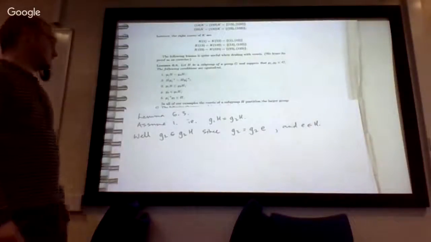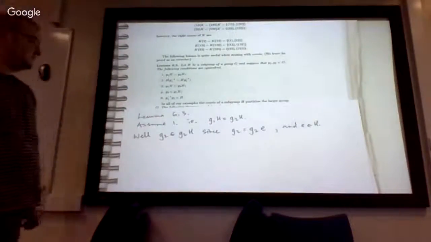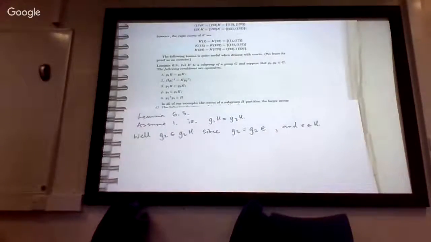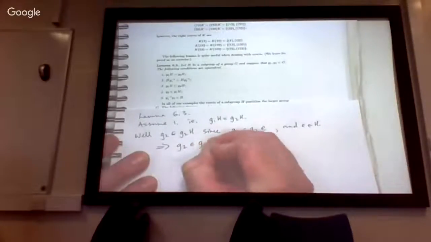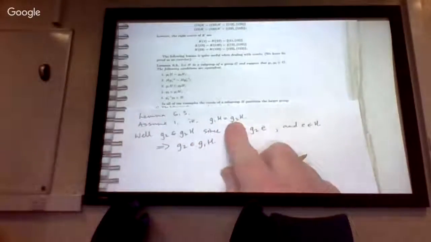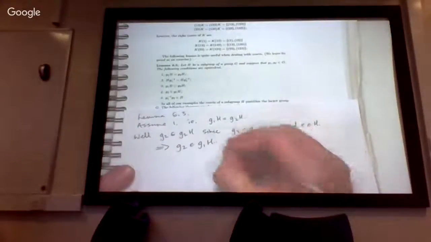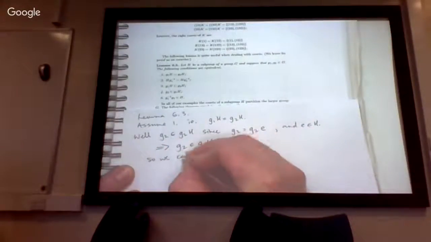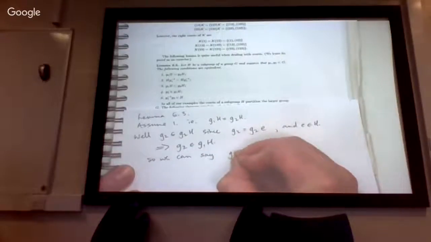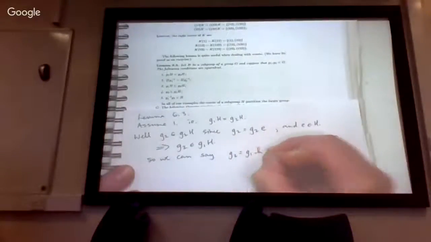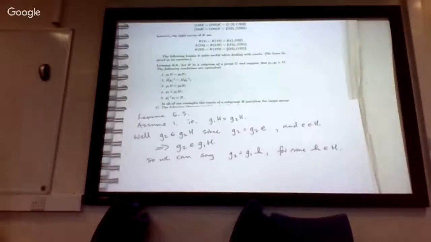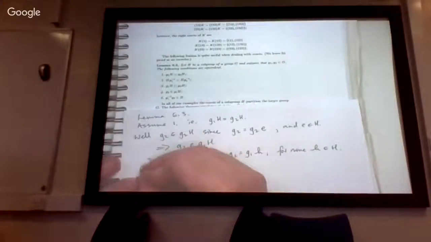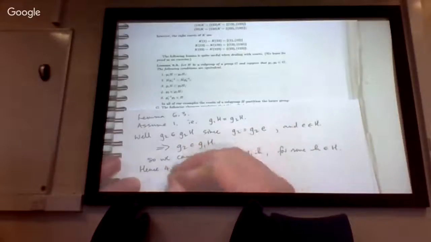g2 is an element of g2H, since g2 is equal to g2e, and e is an element of H. So that implies that g2 is an element of g1H, because g1H is equal to g2H. So we can say g2 is equal to g1 times little h for some particular little h in the subgroup. So that proves 4, hence g2 is in g1H.